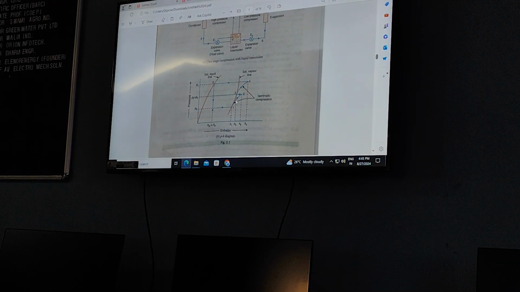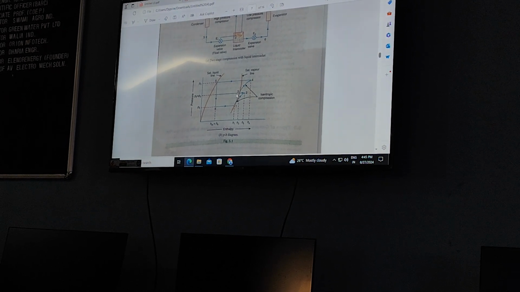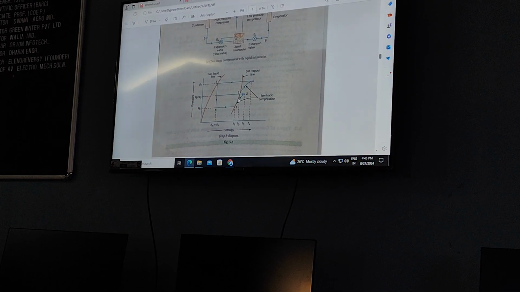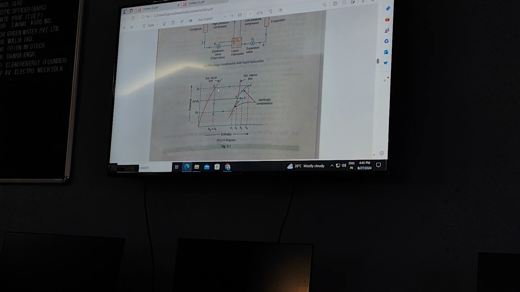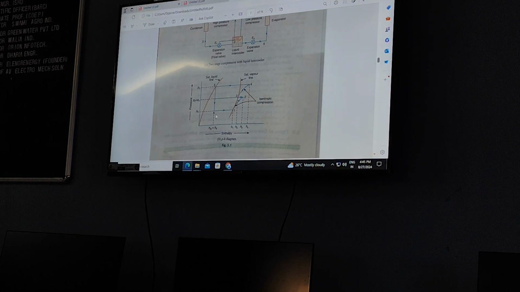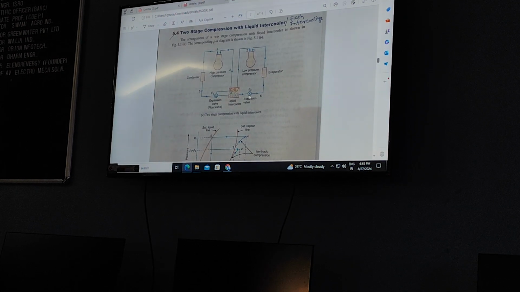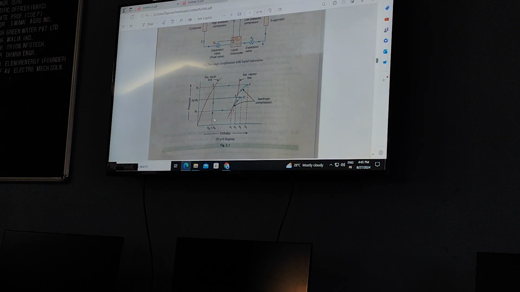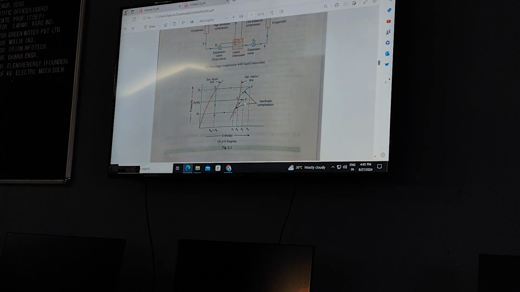You can see this on the p-h diagram. Process 1 to 2 is what? Compression in the first compressor. 2 to 3 is what? Intercooling. And where is point 3? Saturated vapor. Right? That is the only difference. 3 to 4 second compression. 4 to 5 condensation. 5 to 6 is what? Expansion. Right? And the cycle repeats here. Here you can clearly see that even though two expansion valves are used, directly you can take it as a straight line. Okay, that we will discuss later on. This is the schematic diagram and this is the p-h diagram.